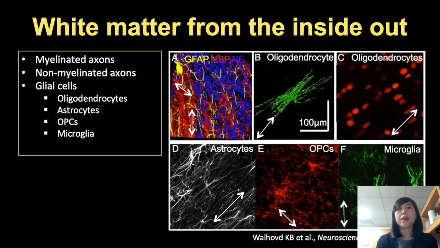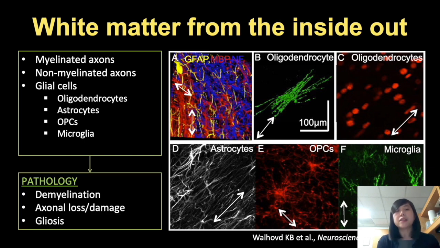So what is white matter in the human brain composed of? It consists of tightly packed myelinated and non-myelinated axons, as well as glial cells. And therefore, pathology affecting the white matter primarily involves these components, that is, demyelination, axonal degeneration and loss, and gliosis.